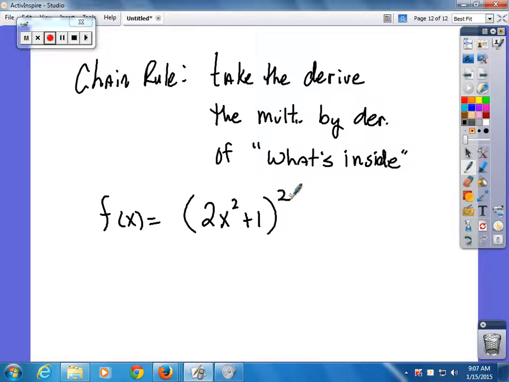This is where students, if they didn't get confused with the difference quotient and the limits, probably get confused the second time in calculus: the chain rule. One, because of how it's presented, and two, because you're doing two or three things at one time. What I tell students to do is do it separately. Do your power rule first.